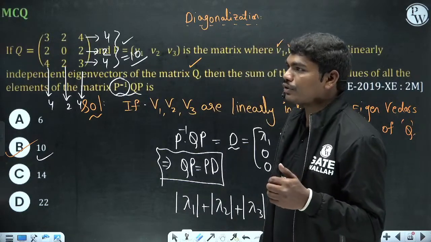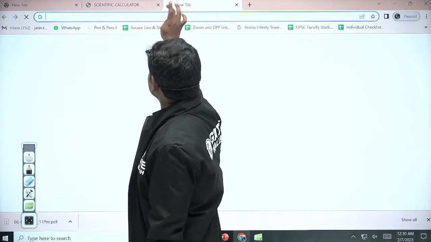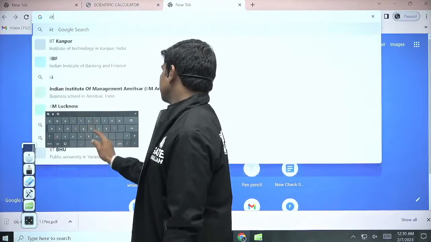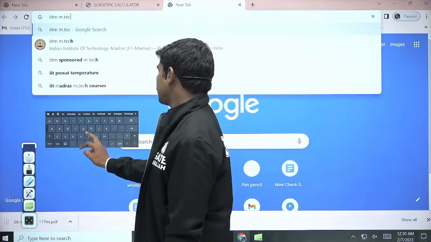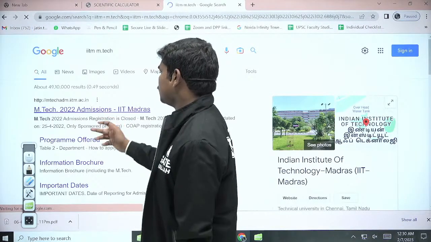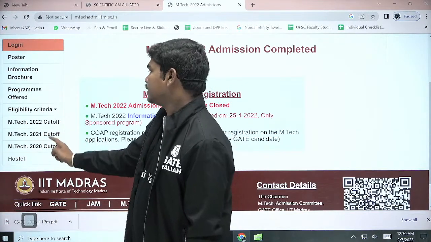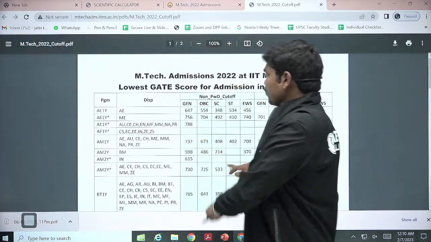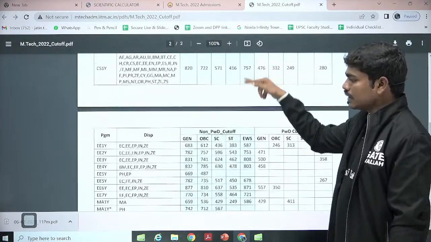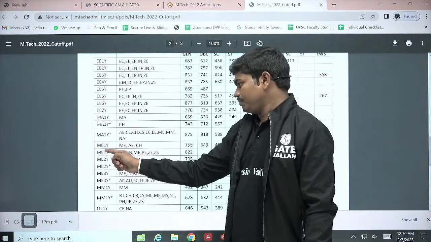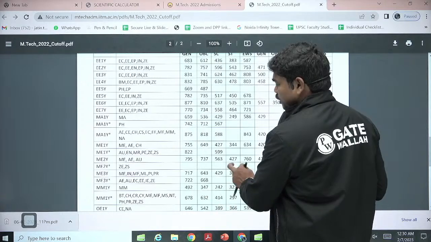So you asked about the IIT cutoff, right? It's been 1.5 hours since we started. I'll show you, no issue. IITM MTech cutoffs. Here you can see MTech cutoffs 2022, 2021, 2020. If you open 2022, these are the categories. ME1 is the one I enrolled in during my time. ME1 is basically thermal engineering. ME2 is design and ME3 is manufacturing and production.